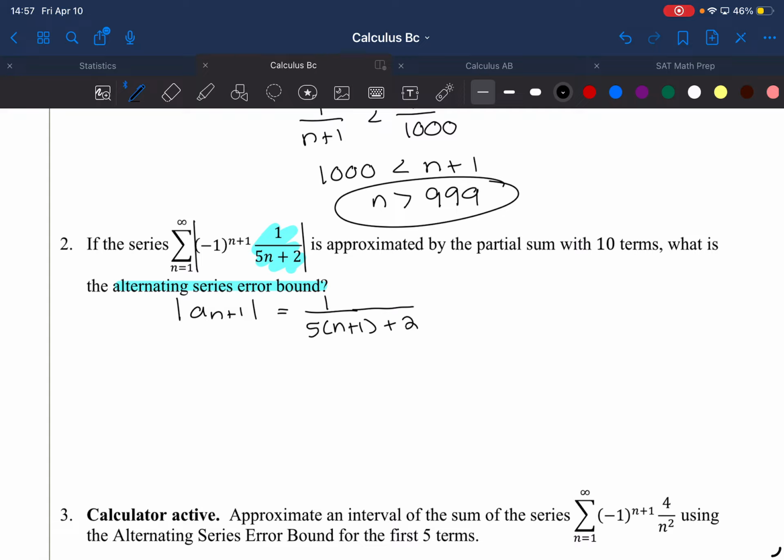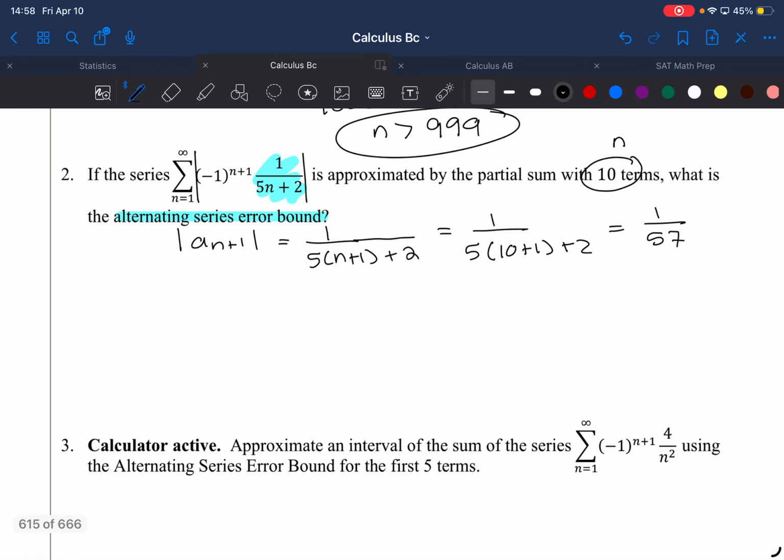And then it says the partial sum with 10 terms. So this 10 is representing what? N. So I'm just going to plug in 10. This is 1 over 5 times 10 plus 1 plus 2, and that is equal to 1 over 57. That's my answer. But do you see how the previous notes were building up to this point? We would not know to take the absolute value of the series to get rid of the alternating series if we did not do the previous notes. Any questions on 2?